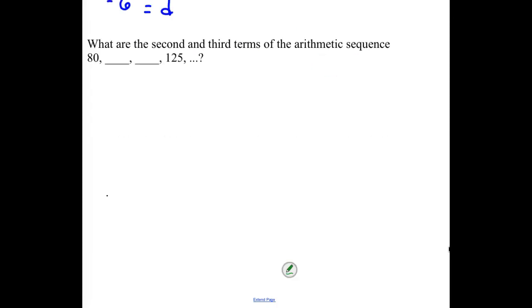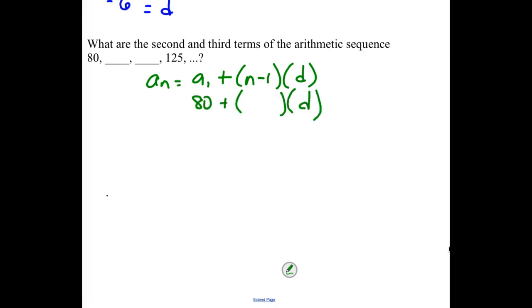All right. Starting out again with our formula. You'll notice I've been writing this down in every question, right? That's how I start to learn them, writing them down a lot. I know my first term is 80. I don't know my common difference, but I know that my fourth term is 125. So again, putting a 4 in for n should get me 125.